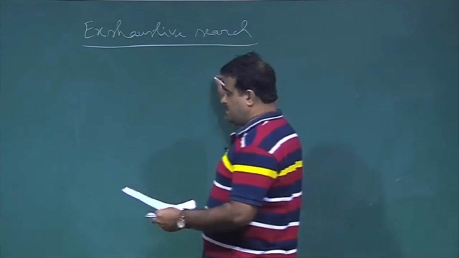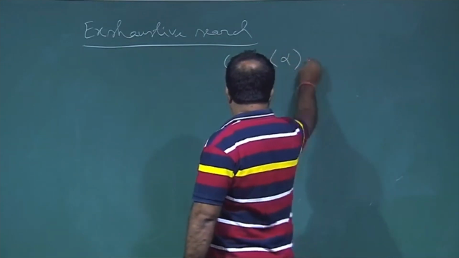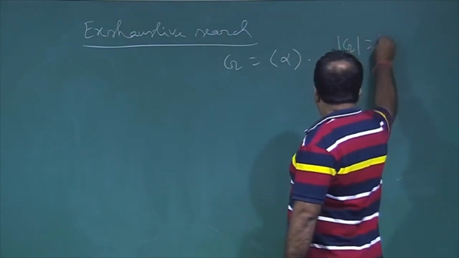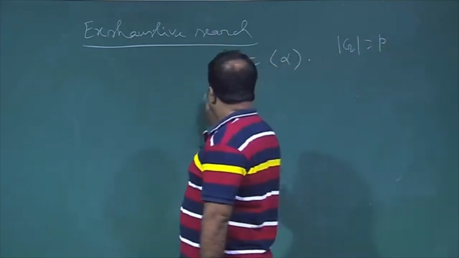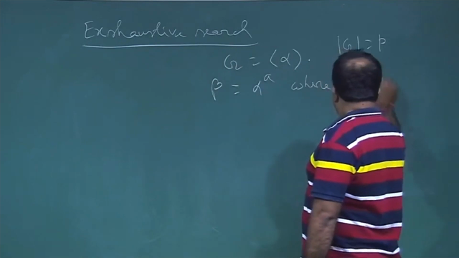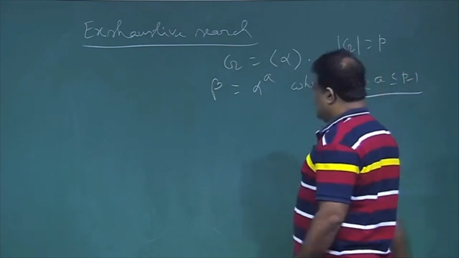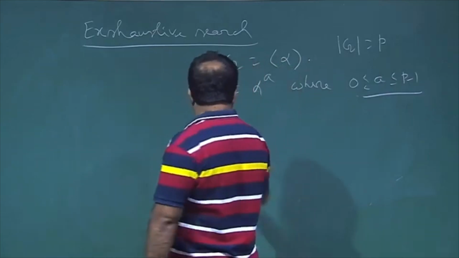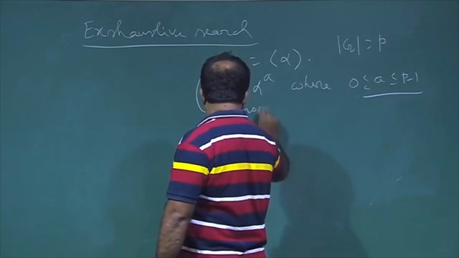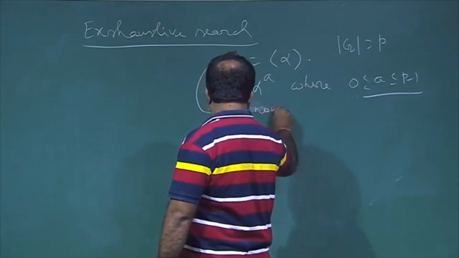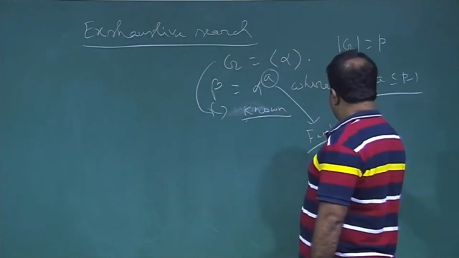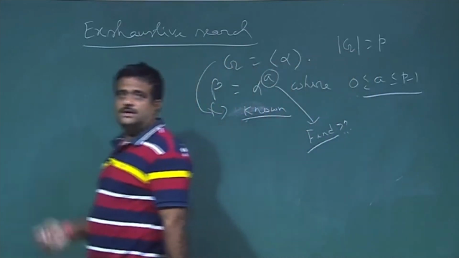We have a group G which is generated by alpha, and the order of this group is, say, P. We are given a beta, which is alpha to the power A, where A is from 0 to P minus 1. Alpha and beta are known, and from here we need to find this A. That is the problem, the discrete log problem. So, how do we find A?